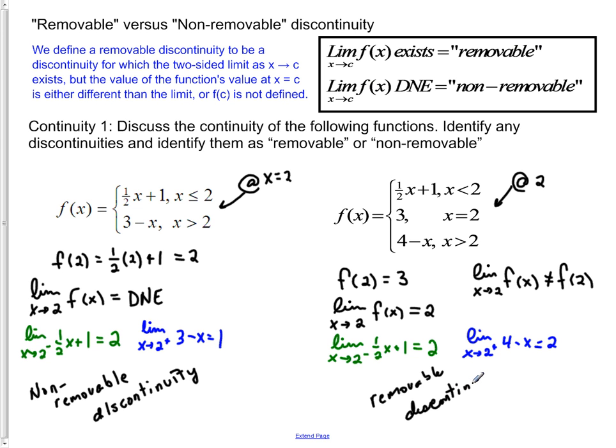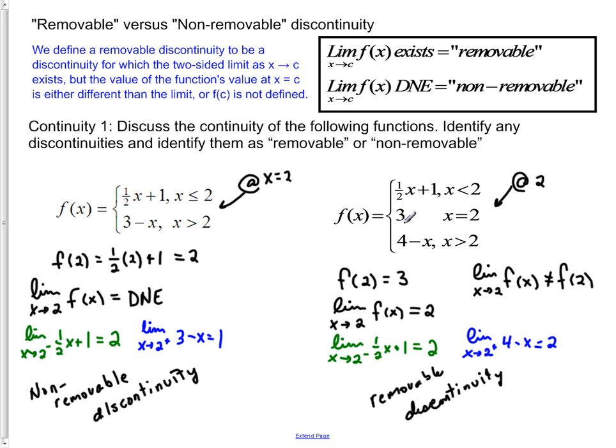So we might ask the question, well, why are we calling it removable? Well, we say the word removable in essence because if we were to redefine this one single value at x equals 2, we could remove the discontinuity. If instead of f of 2 being equal to 3, we just rewrote this one piece and said f of 2 was equal to 2, well, suddenly we have a function that is continuous, even though the limit from the left and the right approaches it in different ways.